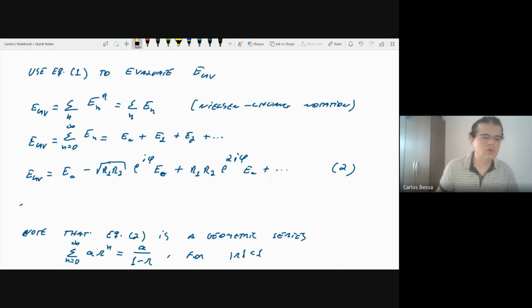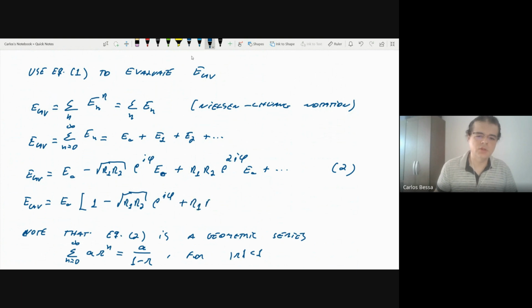It's slow. I think it's because I have one extra software open, and that's why it's so slow. So this E0 will be my a here, okay? So I'll write this as 1 minus square root R1 R2 exponential i phi plus R1 R2 exponential 2i phi.